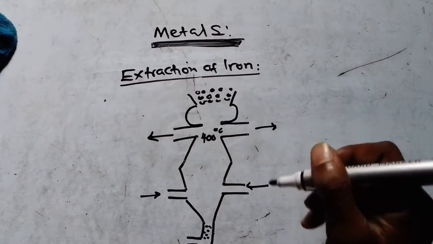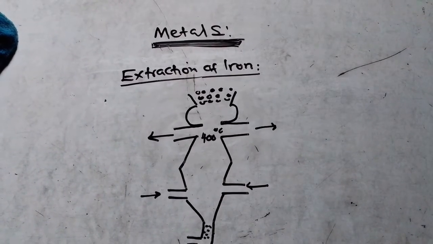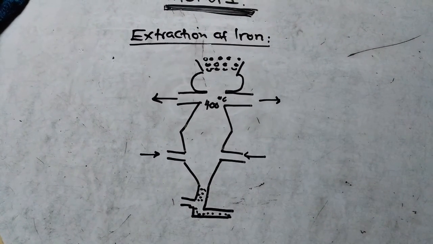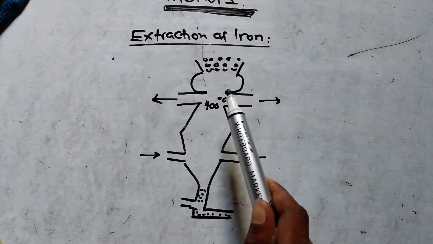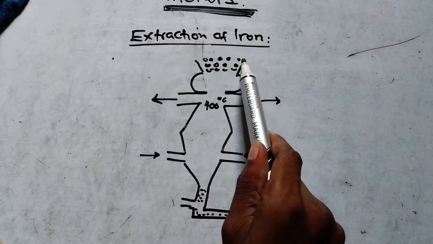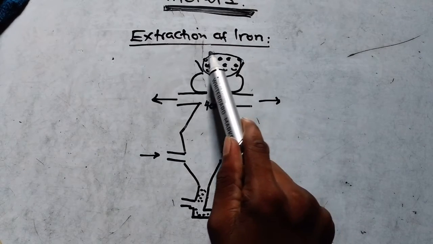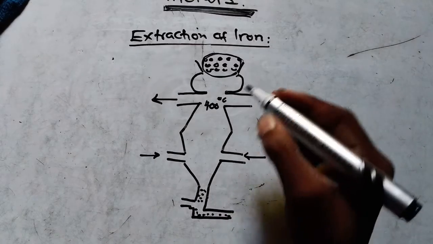So this is just an example of a blast furnace that we use to extract iron. The thing is that here we put the raw materials. Now what are the raw materials that we put here when we want to extract iron? You put coke.